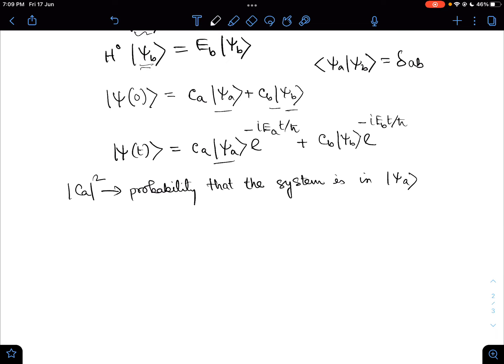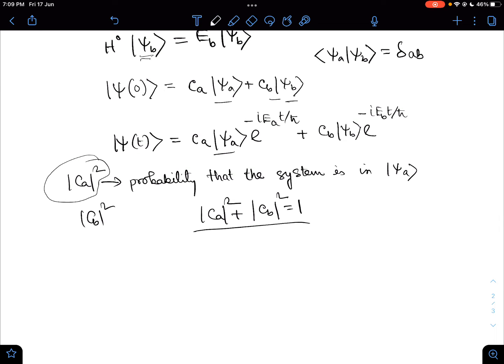That means whenever we measure the value of energy, we will get the energy value EA with probability CA squared, and CB squared represents the same: whenever we measure energy, the probability of finding the energy to be EB is CB squared. From normalization, the sum of CA squared and CB squared must be 1, because these two states form the system, so whenever we measure energy, we will find either EA or EB.